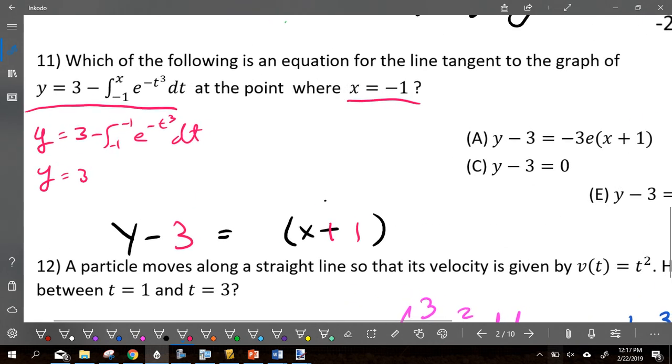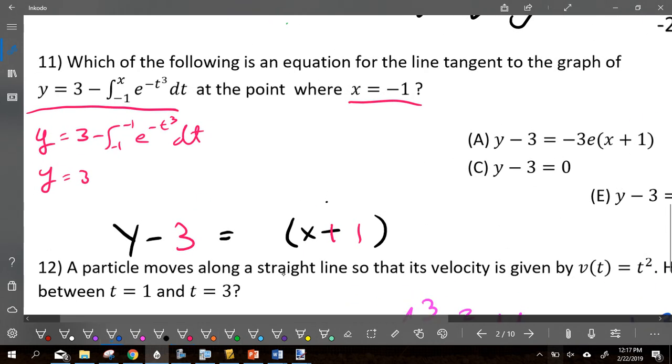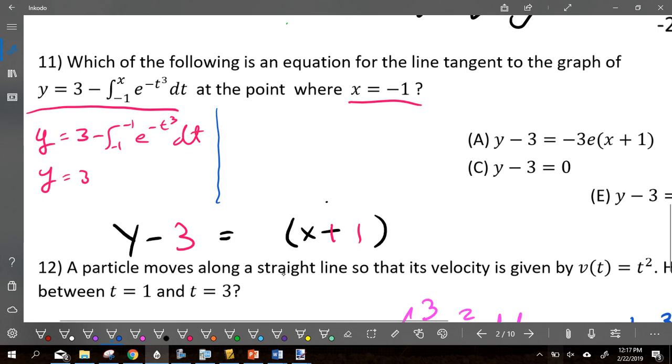So in other words, the thing that I really want to do with this equation is I need to find the derivative. I need to find y prime. So I'm taking the derivative of this guy. What is the derivative of 3 going to be? Nothing. So that goes away. I've got a minus sign. A lot of students have forgotten that minus sign. Minus, and then I'm taking the derivative of this integral.